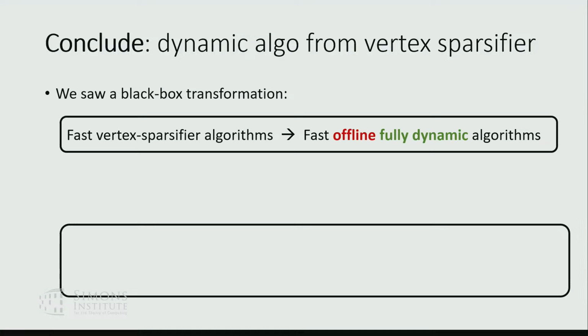So what you just saw is that it's a black box transformation, right? It works as long as you have a vertex specifier, a fast algorithm to compute vertex specifier, and the relation is composable. Immediately you would get an offline fully dynamic algorithm from this.